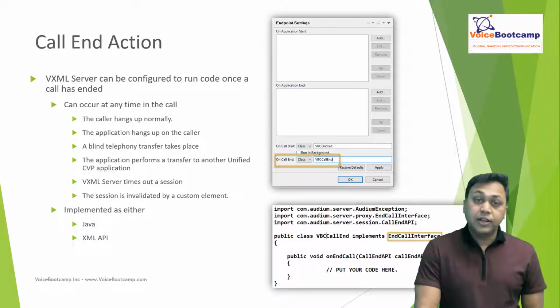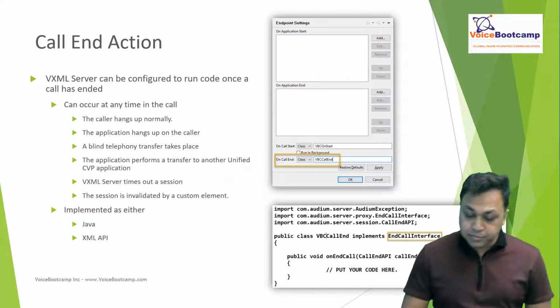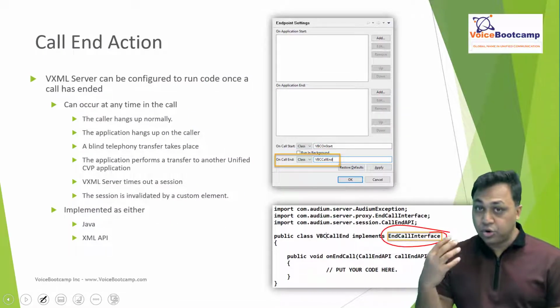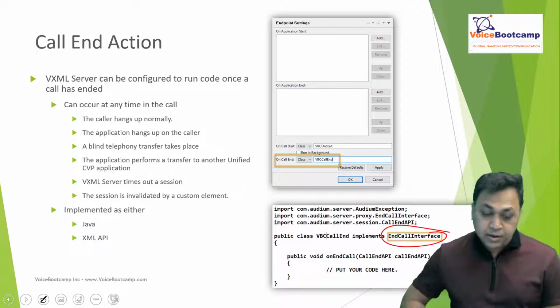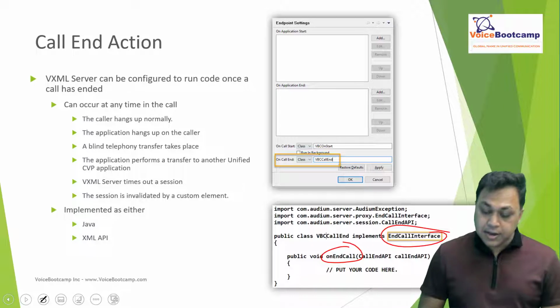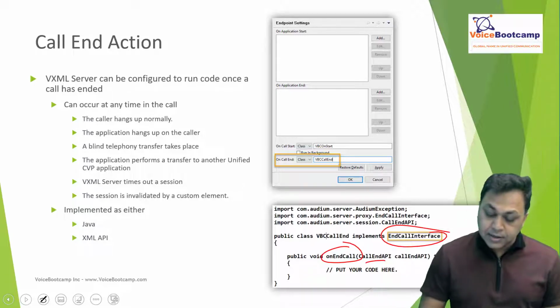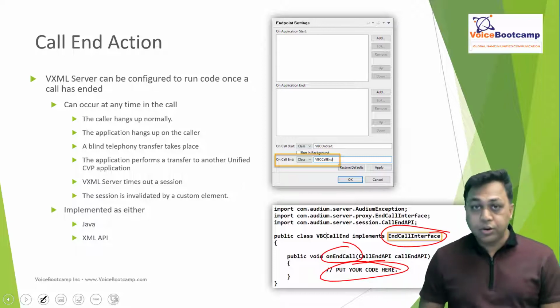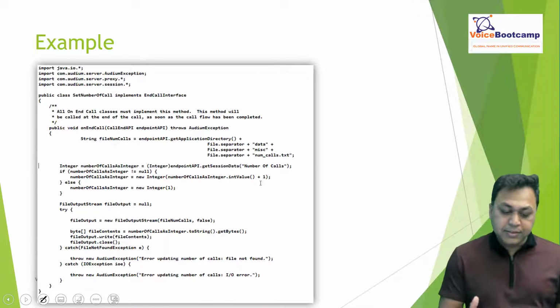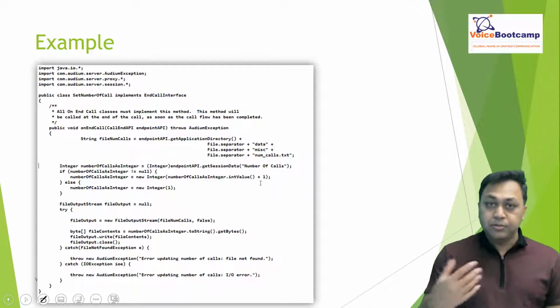Now, in the call end actions, you'll see that there is a Java class right here with the end call interface. That is your call end action class. And it has only one method right there called onCallEnd, which is the call end API, part of your session API. And you put your code, whatever the code is. An example code would be right here, where it will basically save a particular file, number of calls.